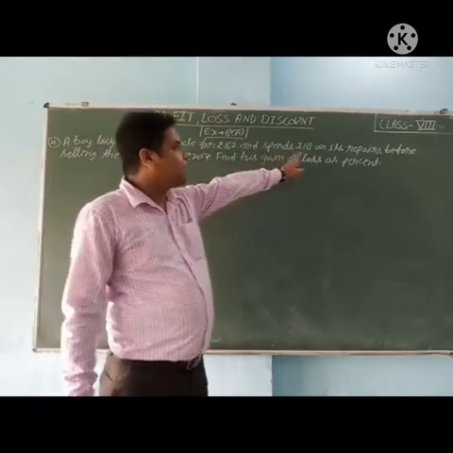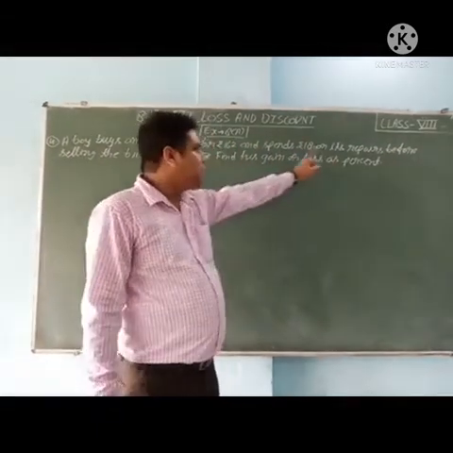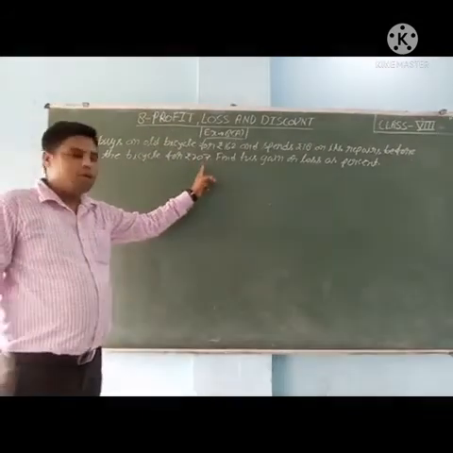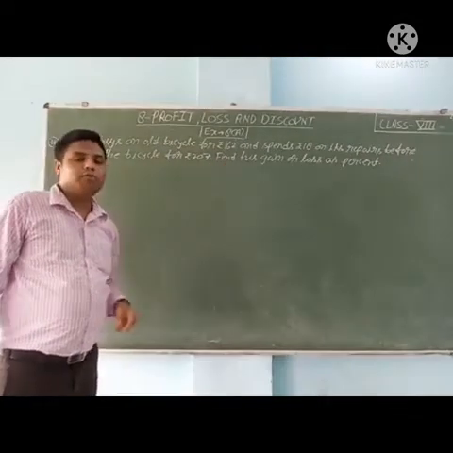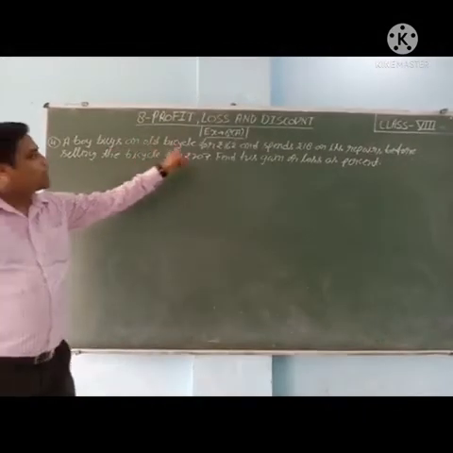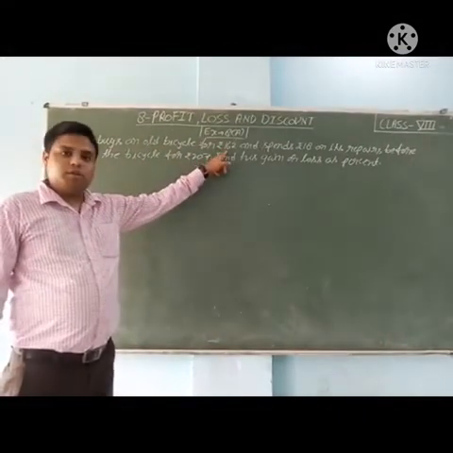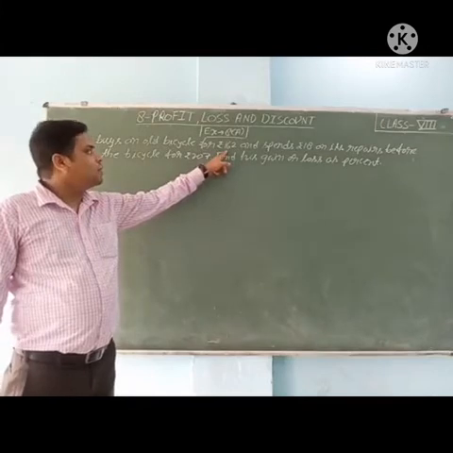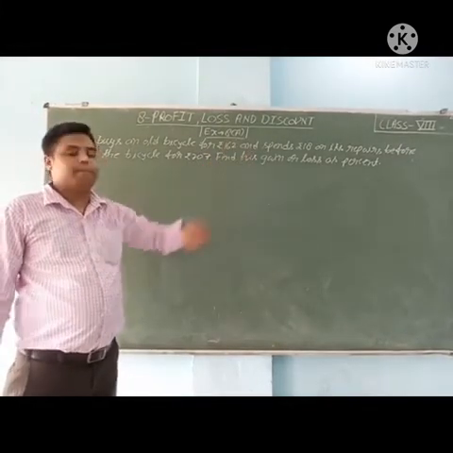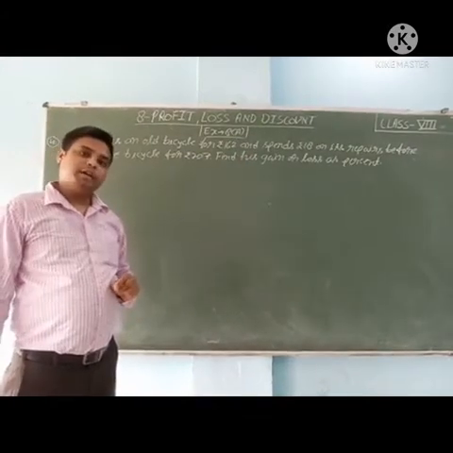Now students, fourth sum: a boy buys an old bicycle for rupees 162 and spent rupees 18 on its repairs. Before selling the bicycle for rupees 207, find his gain or loss as percent. So it is the price at which that man purchased the article, that is rupees 162, and spent on repair how many rupees? 18 rupees.